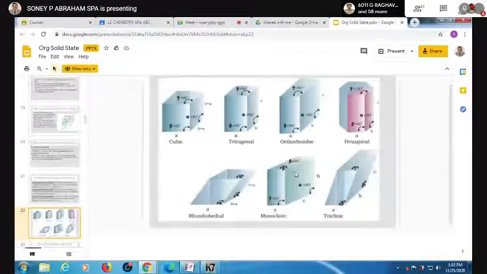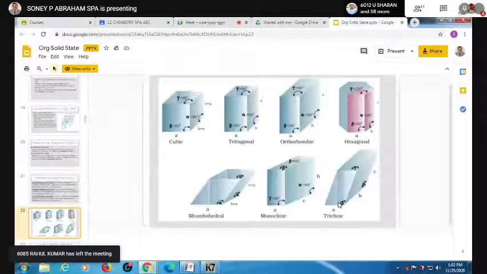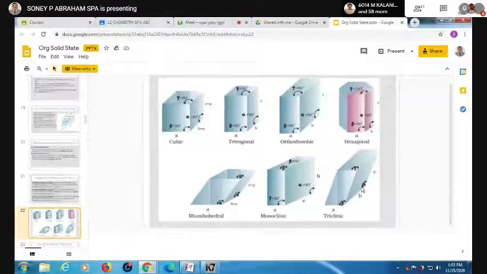And the last one, triclinic. In triclinic, all edge lengths are different, and all angles will be different, and will not be equal to 90. So likewise, seven primitive unit cells are there.